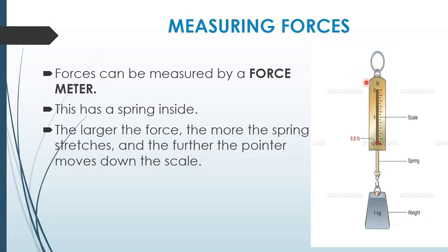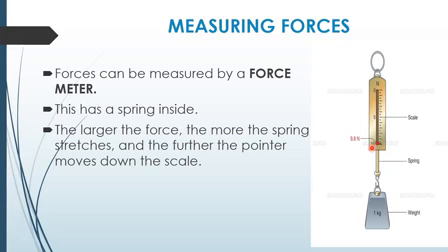When the mass of 1 kg is attached to this hook, you have to hold this force meter from that ring. You will see that the spring is stretched. There is a pointer attached to the spring, and there is also a scale on the outer part of that force meter. The scale shows the reading of how much the spring is stretched.